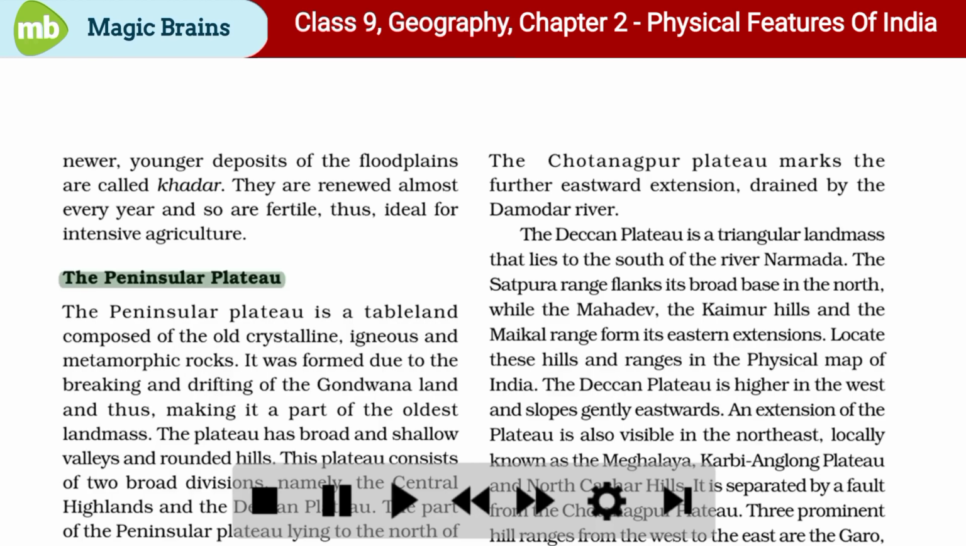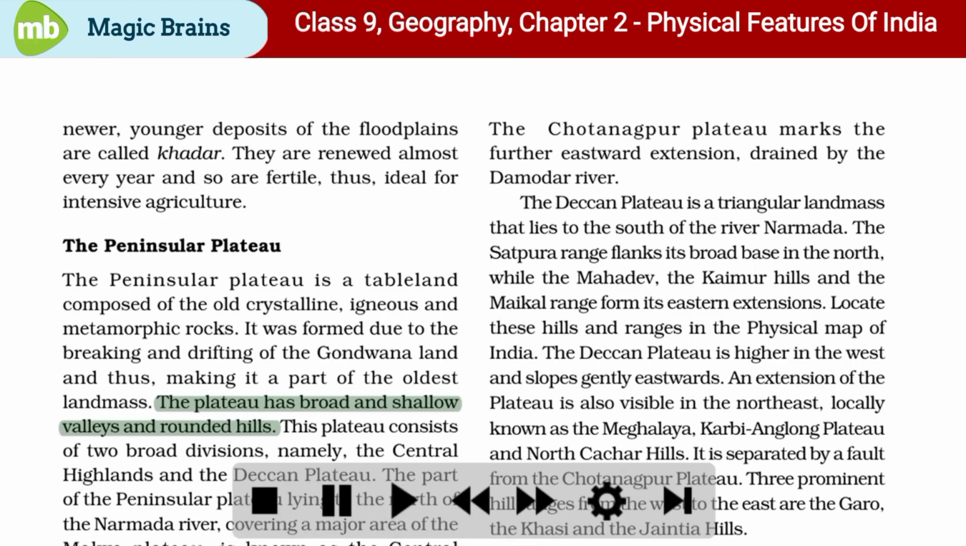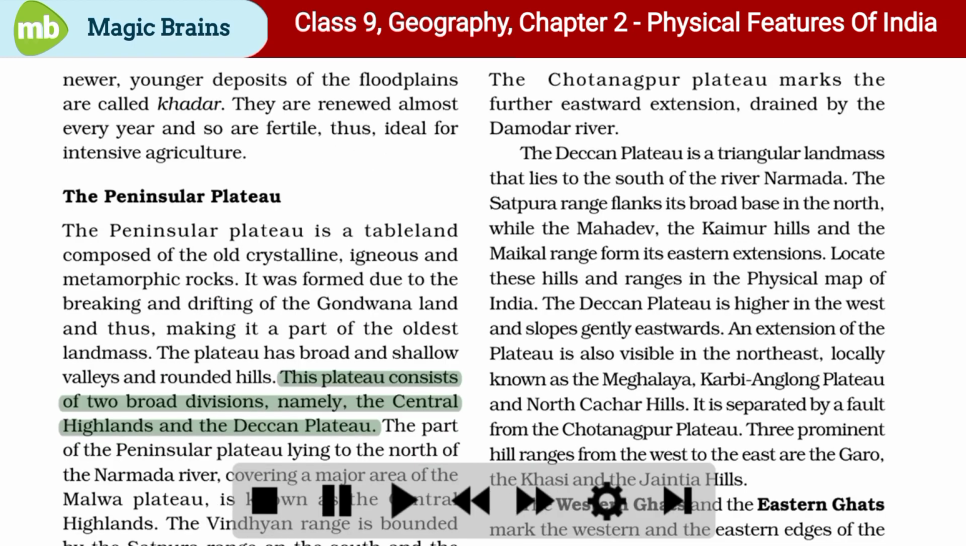The Peninsular Plateau. The Peninsular Plateau is a tableland composed of the old crystalline, igneous and metamorphic rocks. It was formed due to the breaking and drifting of the Gondwana land and thus making it a part of the oldest landmass. The plateau has broad and shallow valleys and rounded hills. This plateau consists of 2 broad divisions, namely the Central Highlands and the Deccan Plateau.